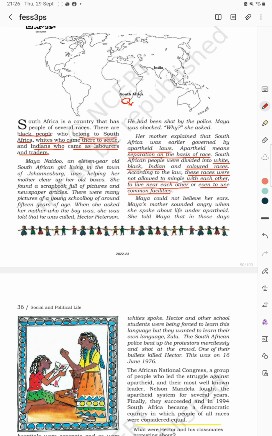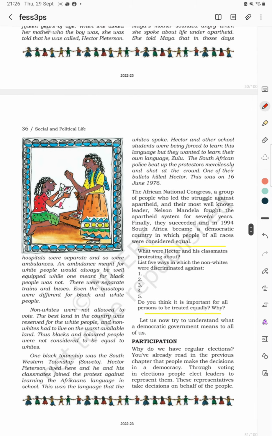She told Maya that in those days, hospitals were separate and so were ambulances. So there were separate hospitals for separate races. Similarly, ambulances were separate. An ambulance meant for white people would always be well equipped, while one meant for black people was not, as the white race was considered superior to the black race. So hospitals and ambulances were well equipped for the white people, and not for black people. There were separate trains and buses for different races. Even the bus stops were different for black and white people.